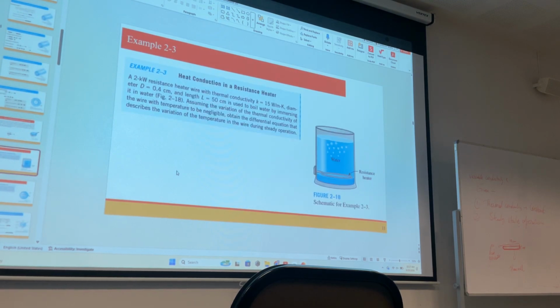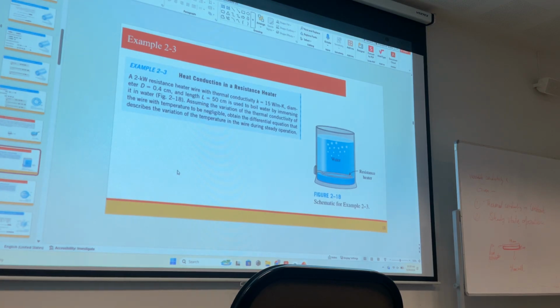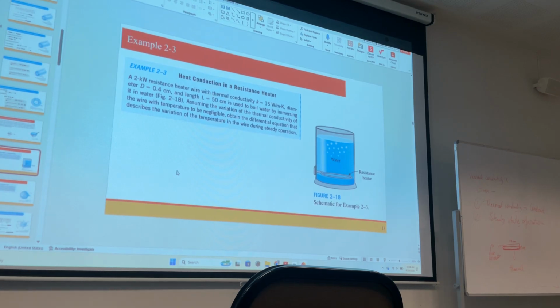Another example. Also do the examples. Examples can come in your final exam. Okay? A 2 kilowatt resistance heater wire with thermal conductivity is given, diameter is given, length is given. By immersing it in water, assuming the variation of thermal conductivity of the wire with temperature to be negligible. Thermal conductivity variation is negligible. So thermal conductivity is constant.